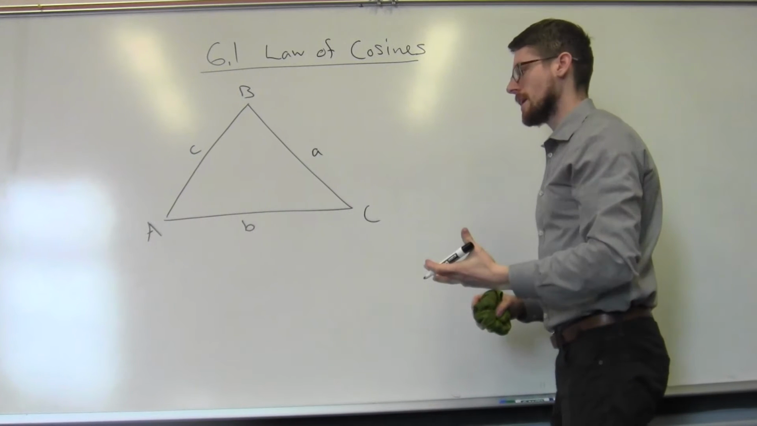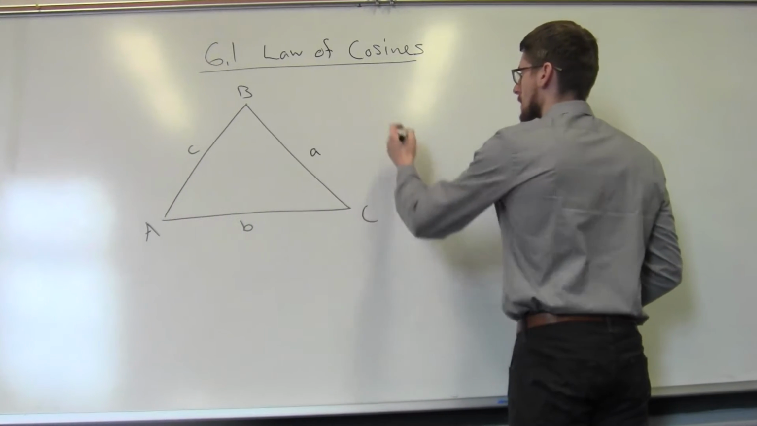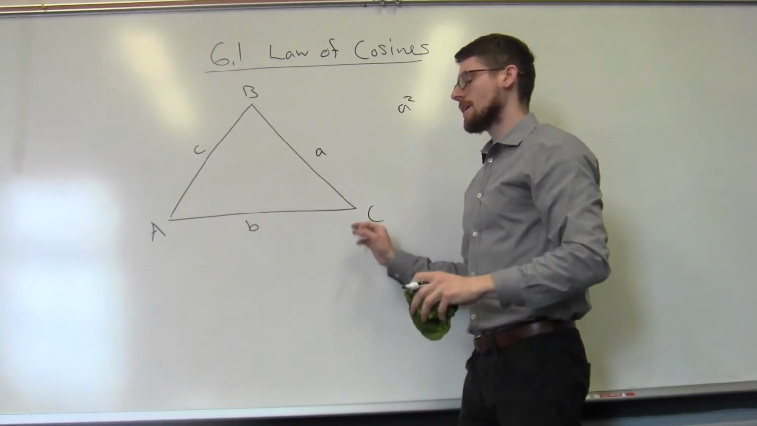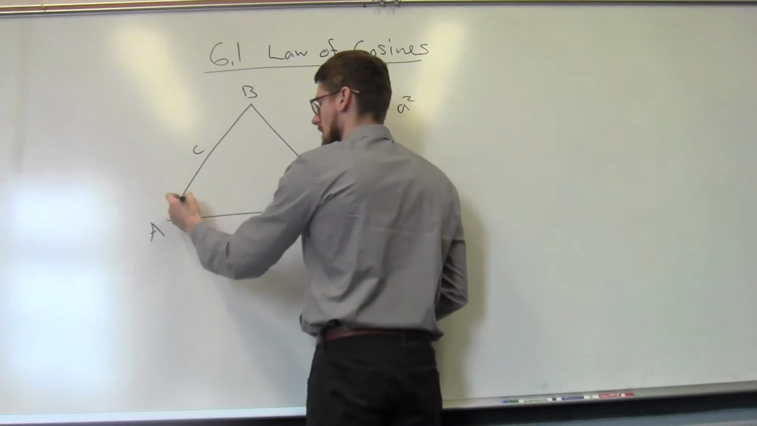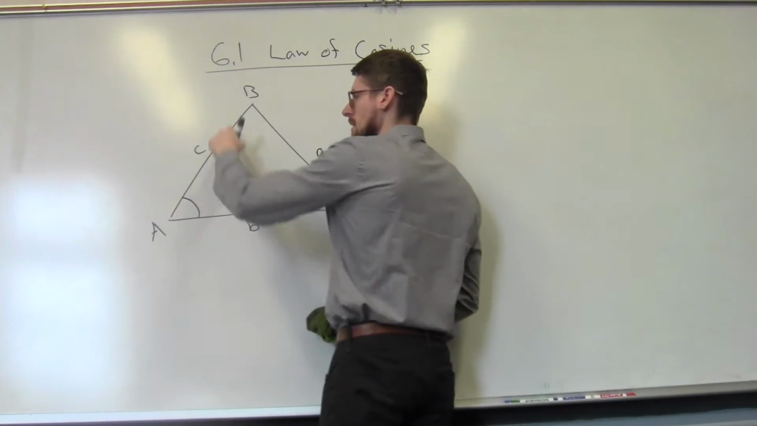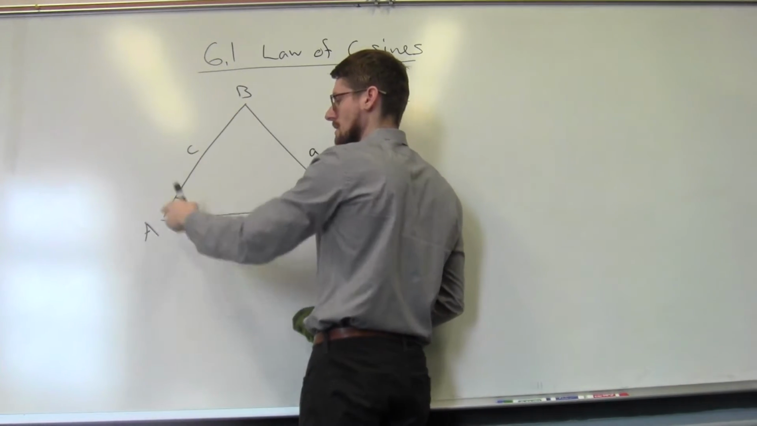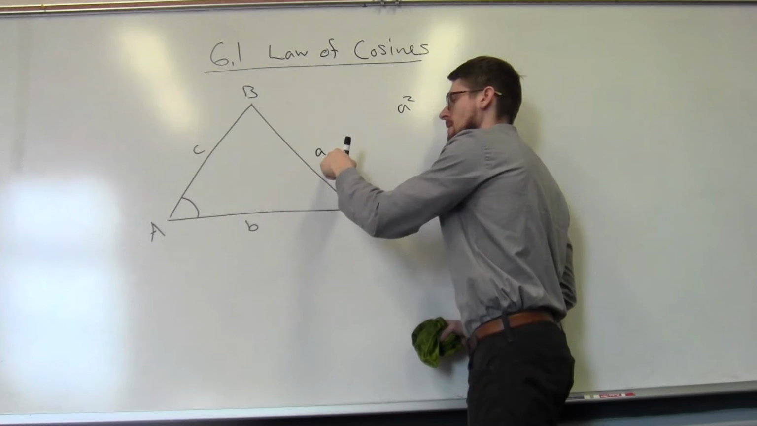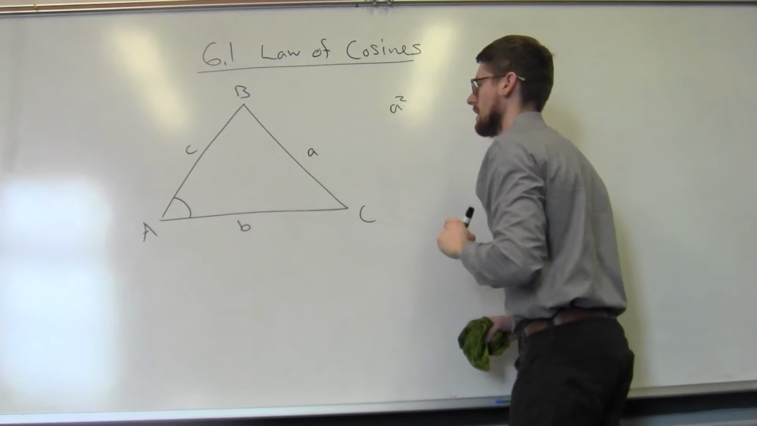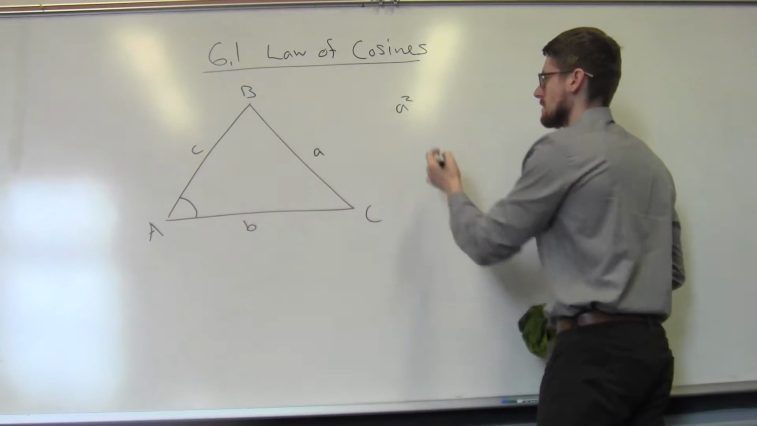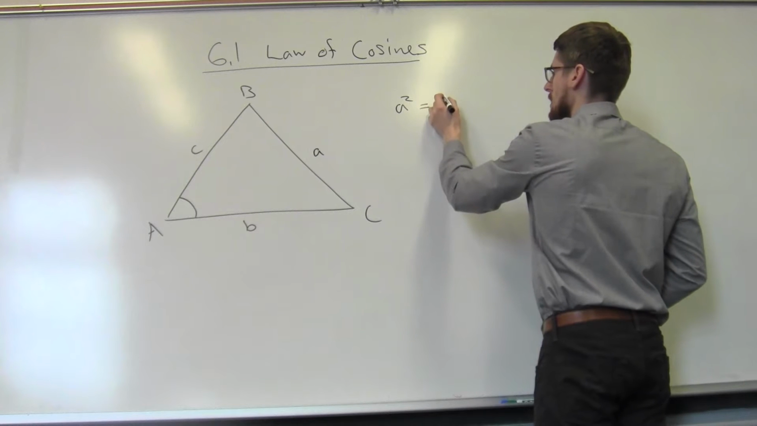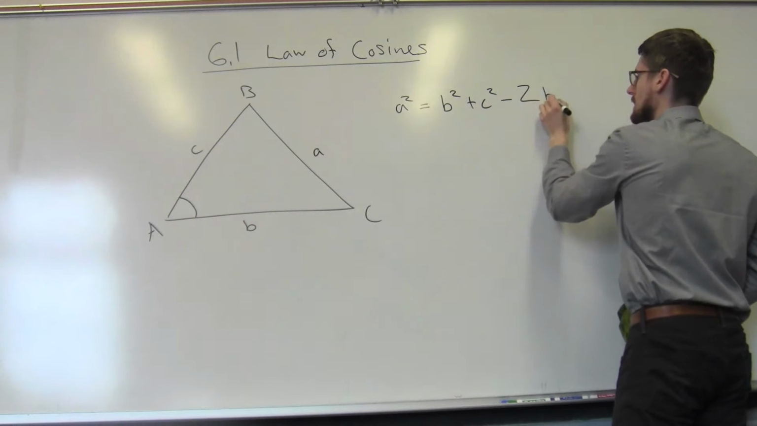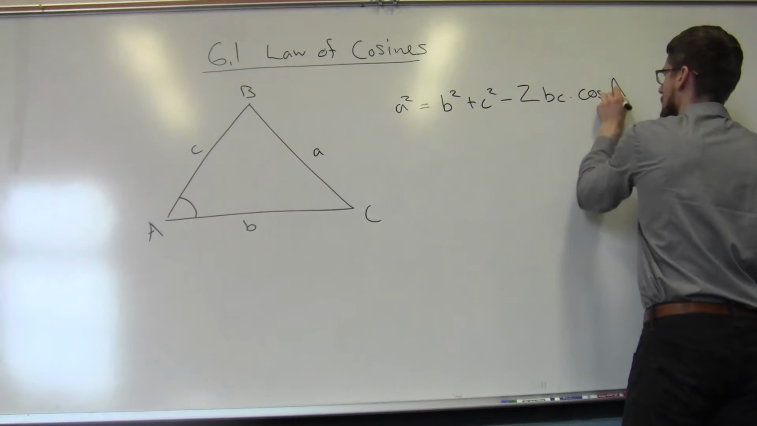Okay, so the law of cosines says that if you know two sides and the angle inscribed between them, for instance, if I know the measure of this side b, the measure of this side c, how long those sides are, and I know the angle A, then I can figure out what the third side is. So the law of cosines says that a squared equals b squared plus c squared minus 2bc times the cosine of A.